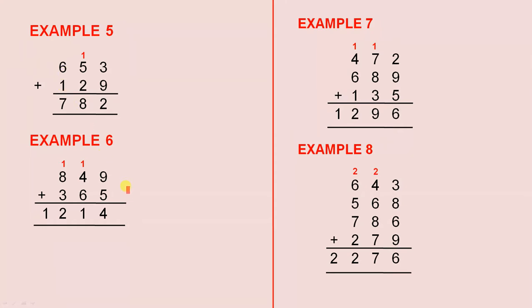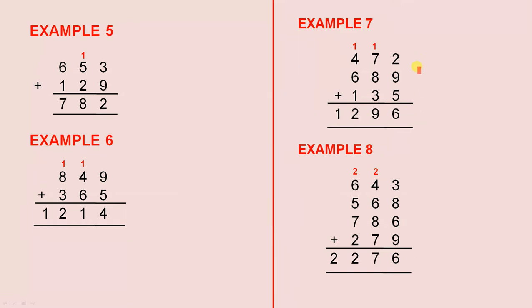849 plus 365. 9 plus 5 is 14. 4 in the ones column and the 1 in the tens column, so that's one lot of 10. 6 plus 4 plus 1 is 11. So you put the 1 in the tens column, and that 1 there represents 100. So because that's the hundreds column, you put that in the hundreds column. So 3 plus 8 plus 1 gives us 12, and the answer is 1,214.